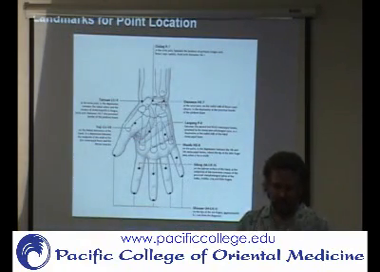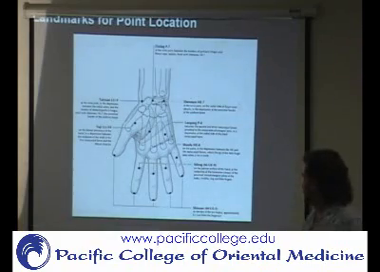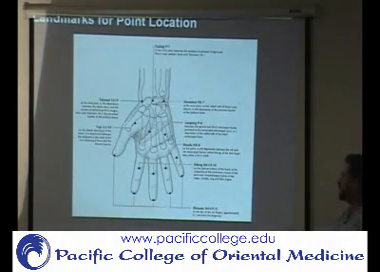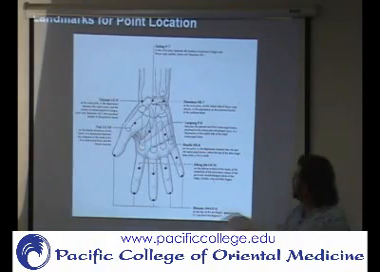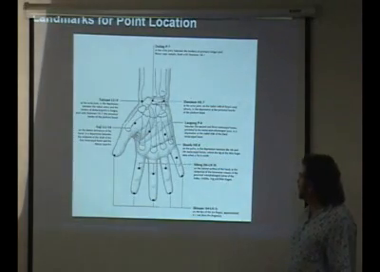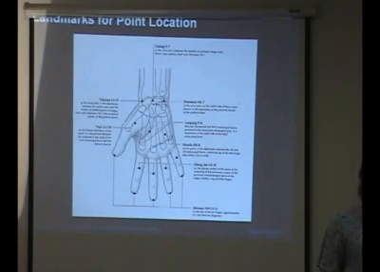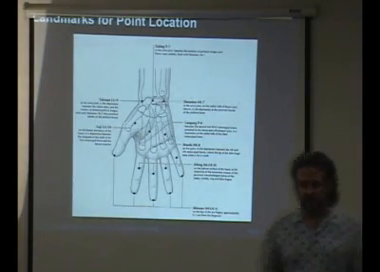Okay, so then we come over onto the front side and we're getting into the palm here. So the midpoint of the transverse crease is the proximal interphalangeal joint of the index, middle, and ring fingers. And the depression between the fourth and fifth metacarpal bones. So that's why you want to know all this stuff.